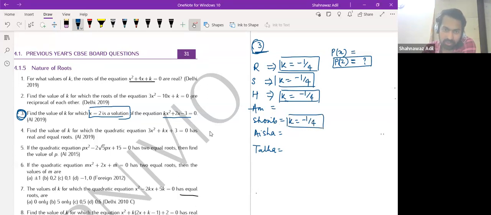Good guys. So we have kx square plus 2x minus 3 equal to 0. So if 2 is the solution of this equation, I can put x equals 2 in here. That is the meaning of the solution, right? So I can write it as k times 2 square plus 2 into 2 minus 3. This is 4k plus 4 minus 3, which is 1. So k is minus 1 by 4.